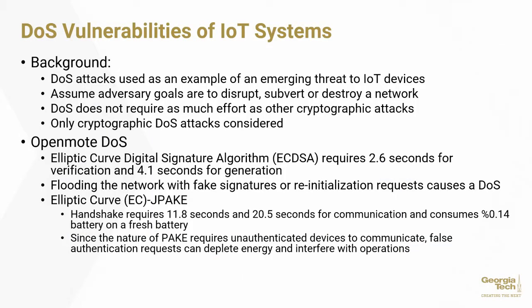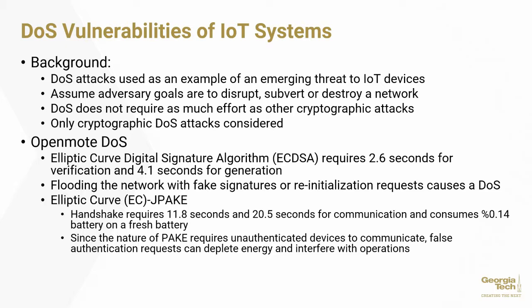The Internet of Things faces emerging threats on a daily basis. The authors use denial-of-service attacks as an example of emerging attack models to IoT devices. A denial-of-service attack requires very little effort compared to other cryptographic attacks, and is extremely effective in the Internet of Things. It is assumed that emerging threats aim to disrupt, subvert, or destroy a network, thereby diminishing or eliminating capability. Denial-of-service attacks are extremely effective in terms of depleting or exhausting constrained resources that make up IoT devices.